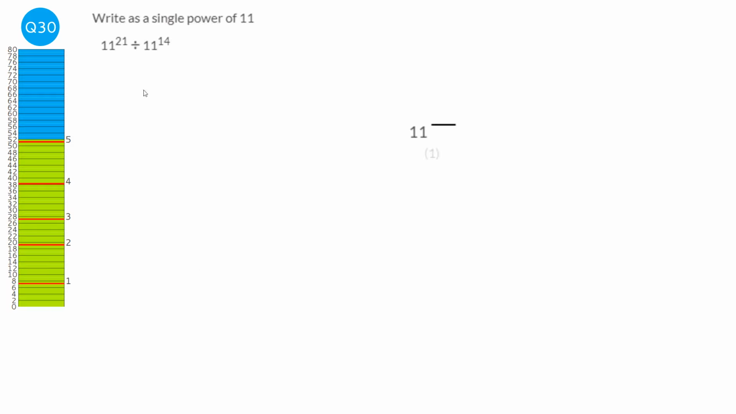Now the rules of indices say that when you've got two numbers of the same base and you divide them, and the base is the big number here, the 11s, right? And you divide them, you take away the powers. So we're going to do 11 to the power of 21 take away 14, which is going to be 11 to the power of 7. So our answer is 11 to the power of 7.